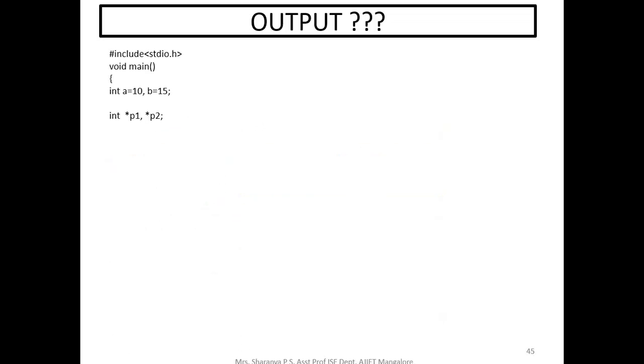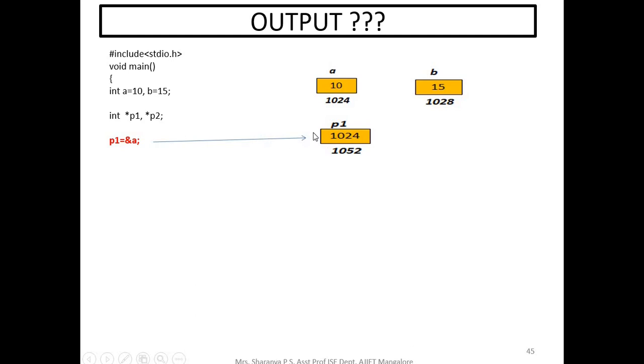We'll see now one example program and we'll predict the output it will display. Here A equal to 10 and B equal to 15 are initialized with the integer data type, and here two pointers are declared, which are integer pointers once again. Here an integer pointer will be pointing to integer values. Now we are initializing the P1 pointer, P1 equal to ampersand A. With this statement, ampersand of A, which refers to 1024, will be stored in P1. And with P2 equal to ampersand B, B's address, that is 1028, will be stored in P2, which itself has the actual address 1056.